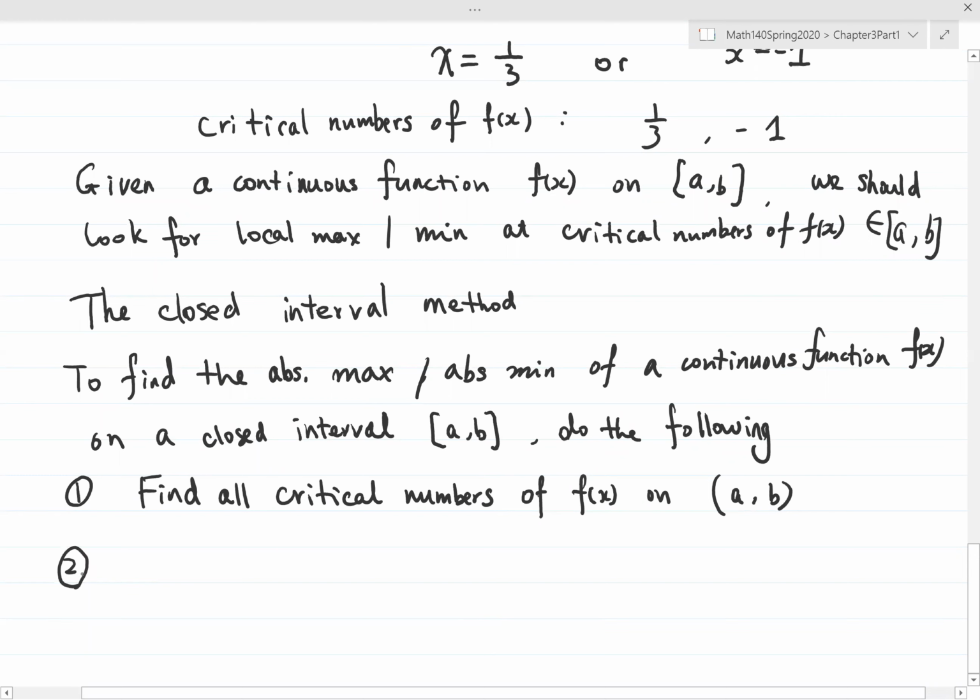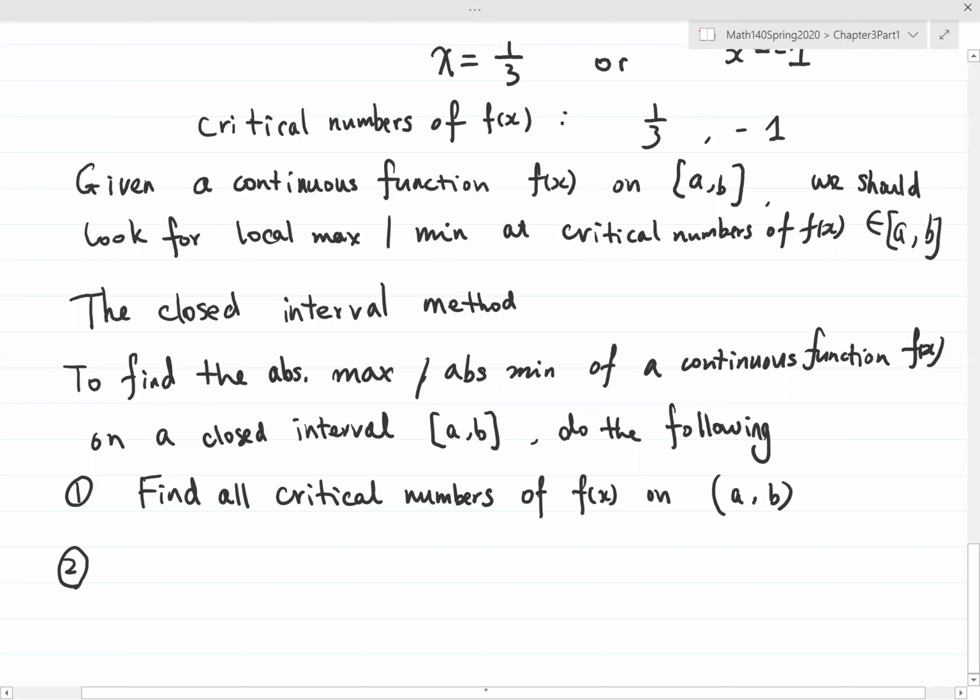So the next step. From Fermat's theorem, we know that the local max and local min actually occur at the critical numbers. So we just compare all the function values at critical numbers. Now be careful. At some critical number, it may not be a local max or local min. But the local max and local min should appear at these critical numbers. So we just compare all the function values at these critical numbers.